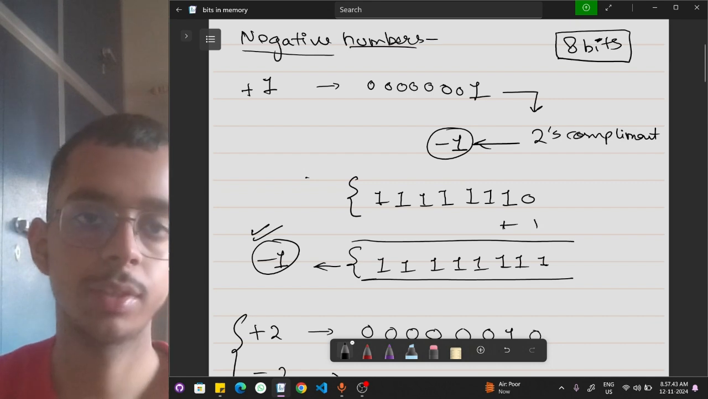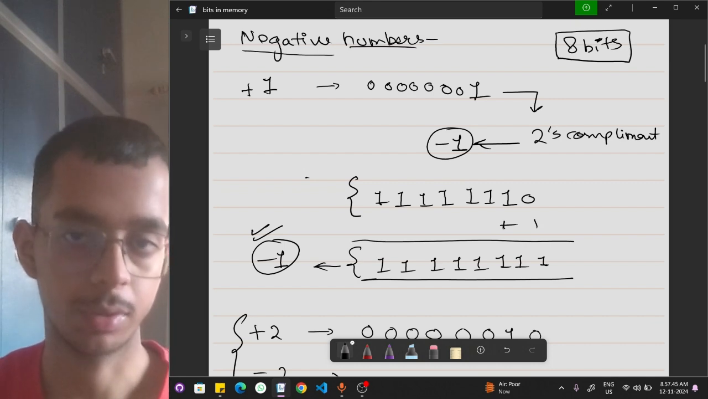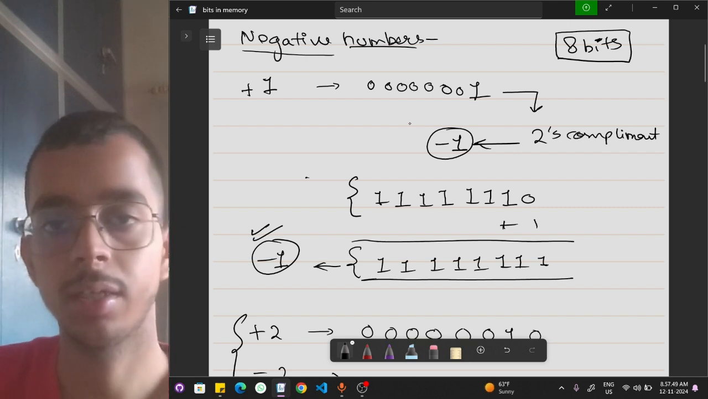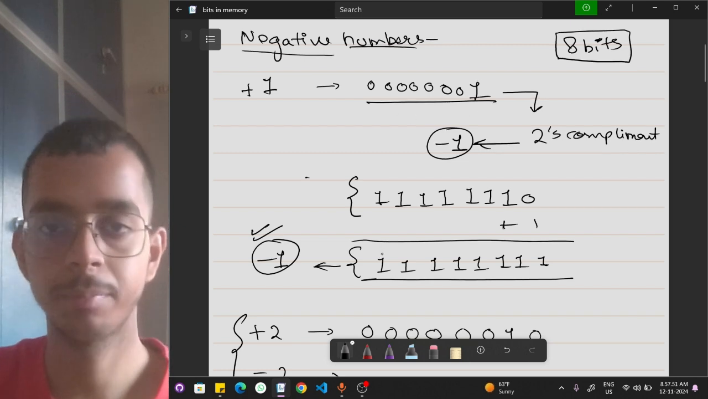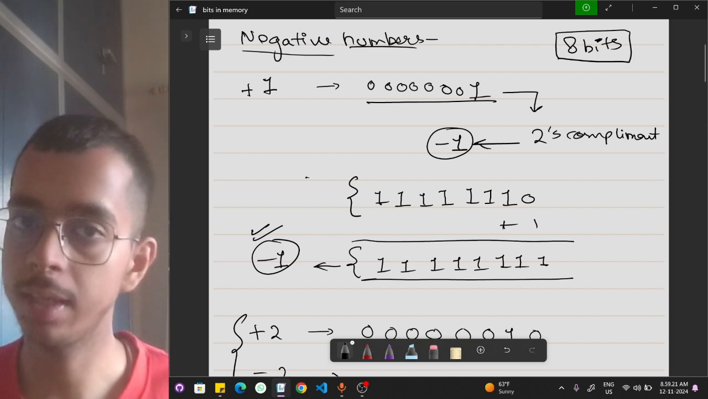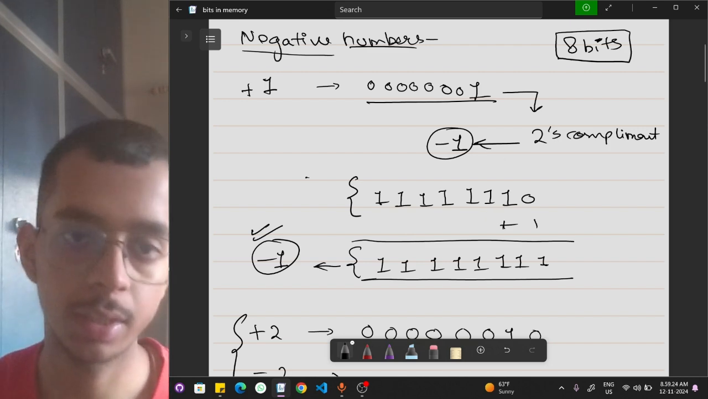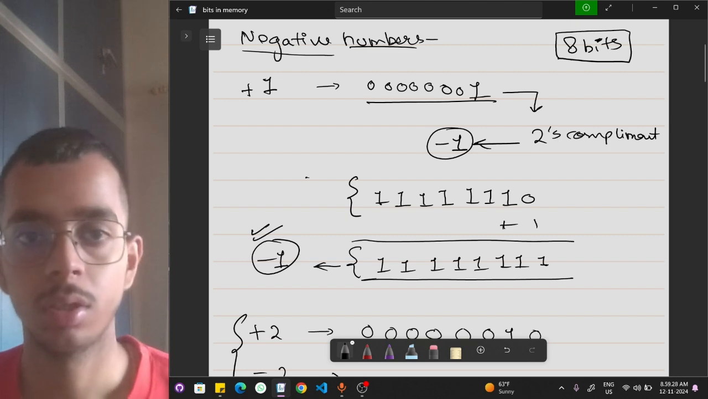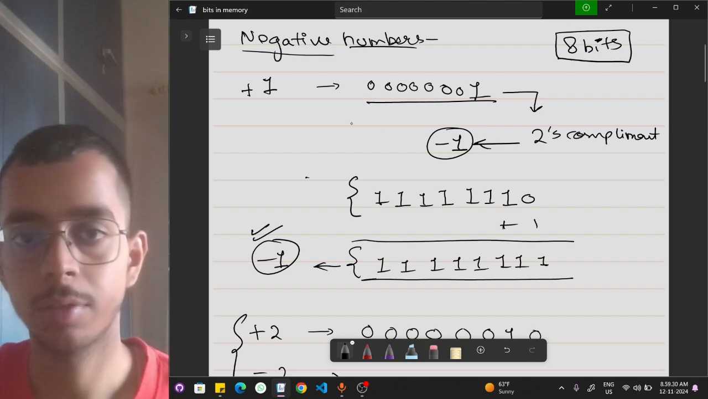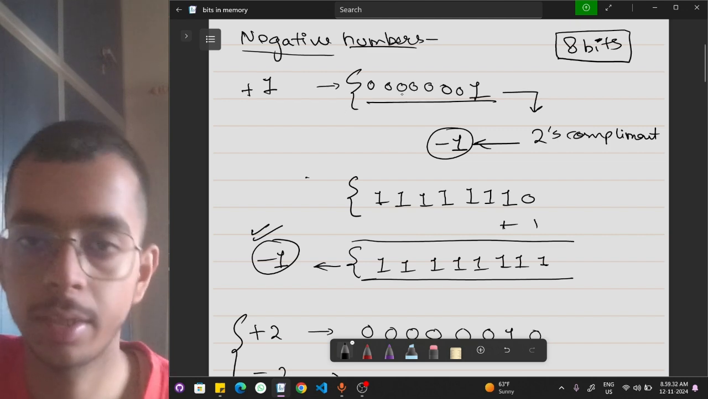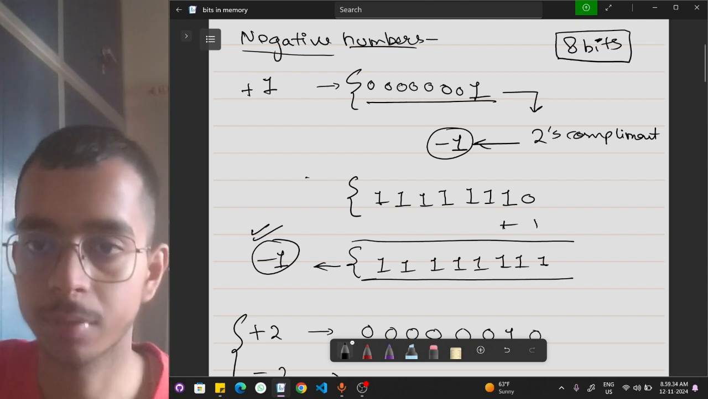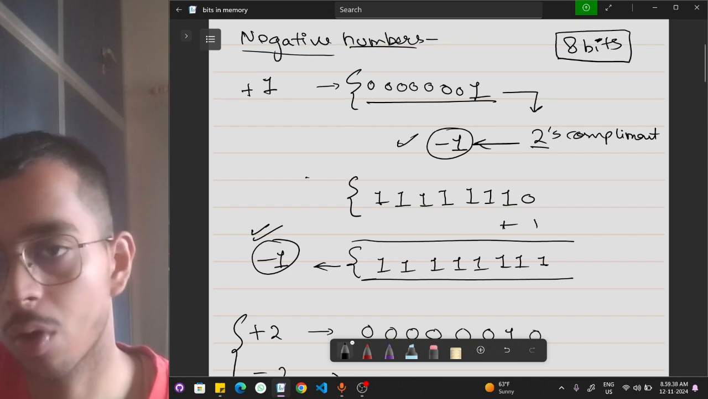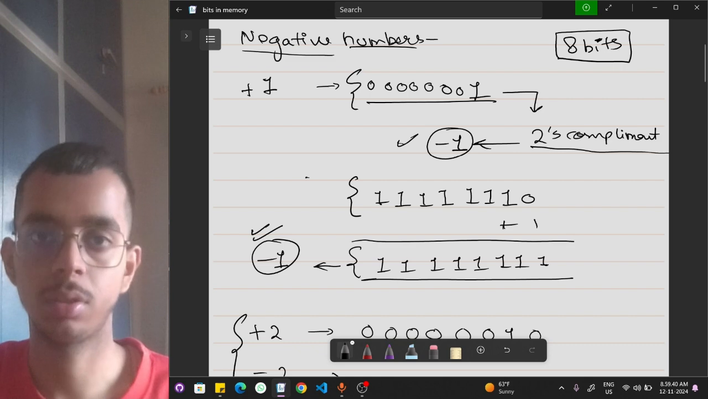If you see this, plus one is represented like this in the memory. Firstly, we are going to see how the negative numbers are represented, starting with plus one. So what is minus one? Minus one is actually the two's complement of plus one.